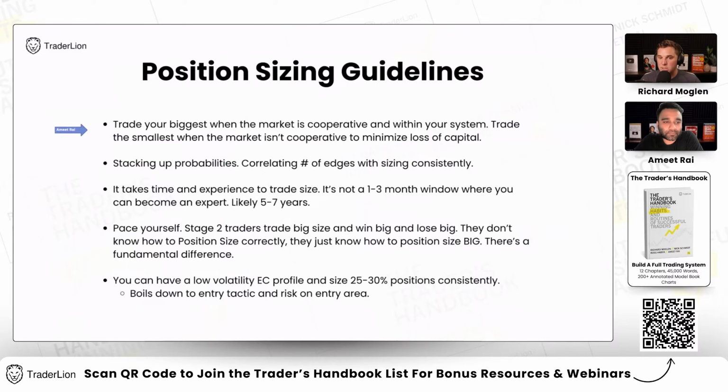Thinking back to this current correction that we're experiencing, we're below the 200-day, we're below the 21 EMA, and we're really volatile, high, big ranges up and down. Is that cooperative with a system that's trying to manage risk tightly with losses and focusing on stocks in uptrends? Not necessarily. So you want to position size accordingly to manage your risk if you are trading. And then stacking up probabilities, correlating the number of edges with sizing consistently. Again, we'll get into a whole slide on that.